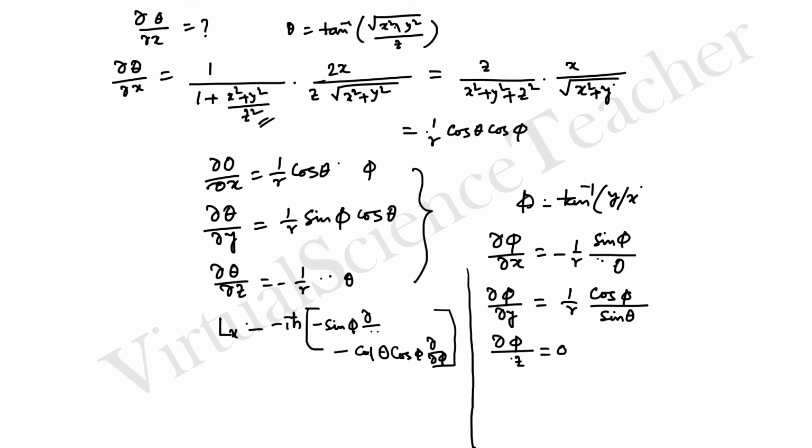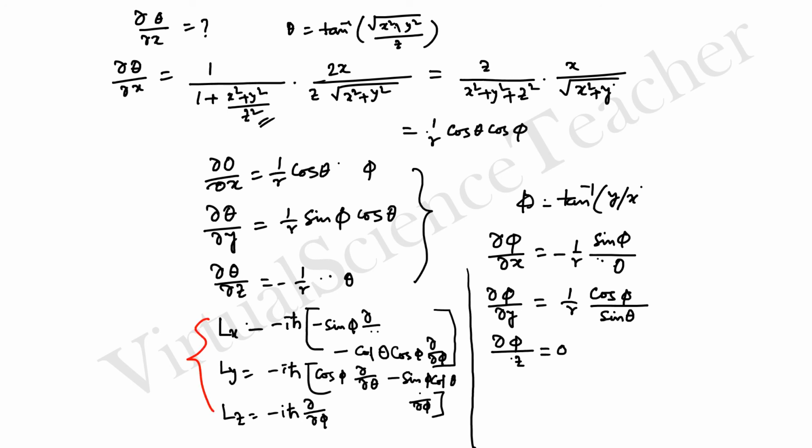Next, what can we write? Ly equals minus i h cut cos phi del theta minus sin phi cot theta del phi. Lx and Ly are almost similar. Lz equals minus i h cut del phi. So these are the forms of the angular momentum operator in polar coordinate system.